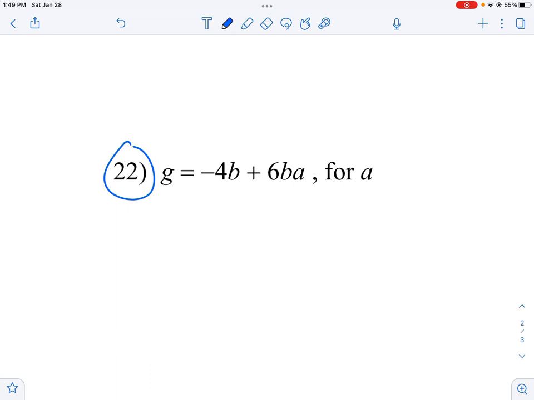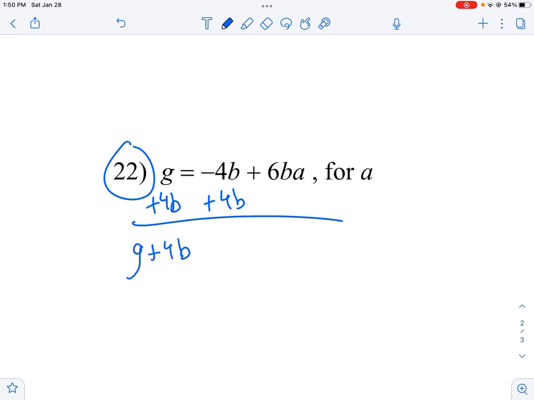Usually, we do division last. So this part here, we're going to deal with last. Let's get rid of this thing first. What's the opposite of a negative 4b? A positive 4b. So we're going to add 4b and put it on the other side as well. Okay, I'm redoing that b. Okay. So now we got g plus 4b.